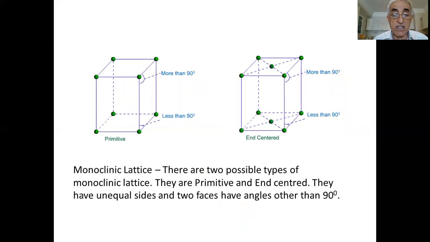While monoclinic, there are 2 possible types of monoclinic lattice. They are primitive and end-centered. They have unequal sides and 2 faces have angles other than 90 degrees. The sides are not equal and they have two angles other than 90 degrees, as shown in these 2 figures.